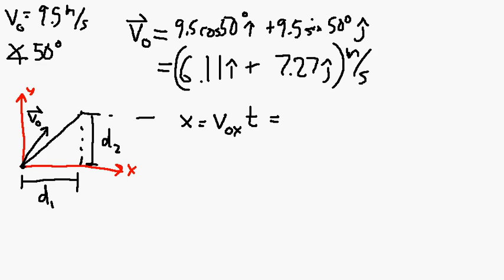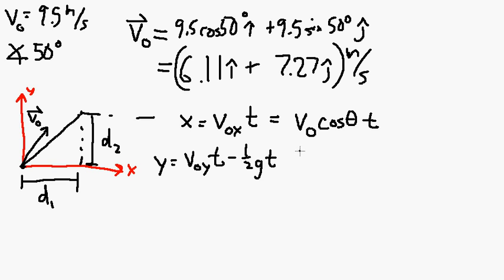But here we go. X is V naught x times t, and that's V naught cosine theta times t. Okay. Now y is V naught in the y direction times t minus 1/2 gt squared. Usual projectile motion business there. Okay. So that means y equals, well, the initial y velocity is V naught sine theta, that's times t minus 1/2 gt squared. Okay, good so far.